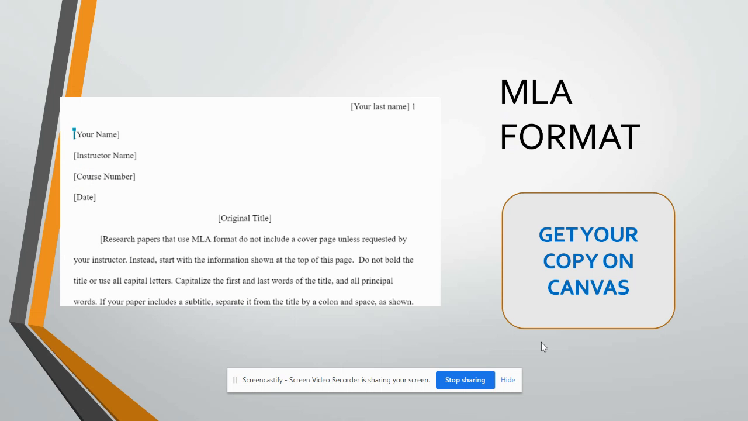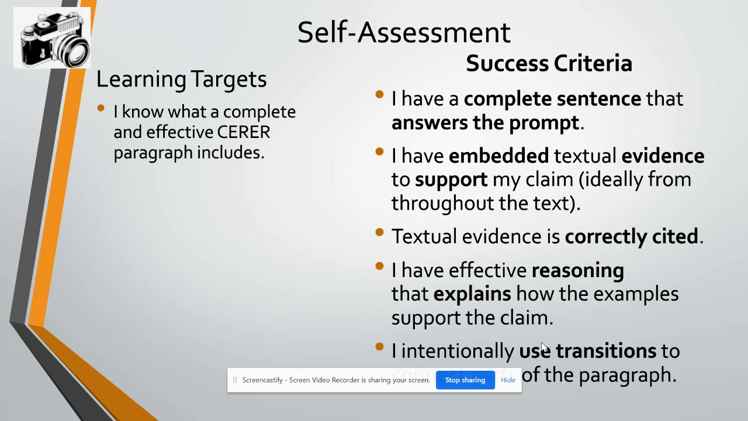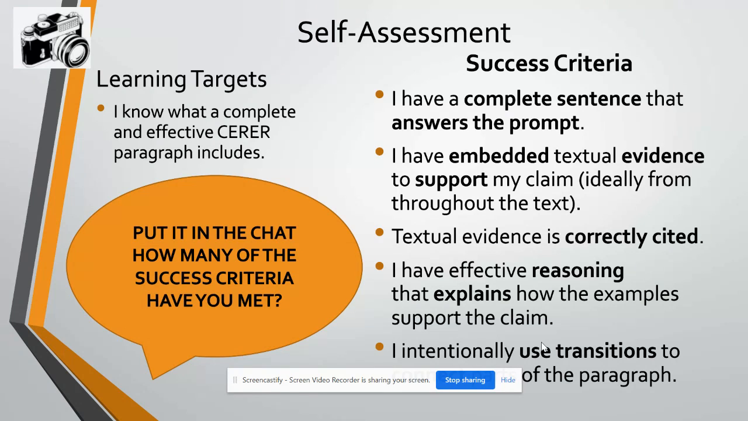If there's time, we'll look at MLA formatting, otherwise that will be moved until Tuesday. And finally, before you go, you will have a chance to do a self-assessment based on the success criteria and think about how many success criteria you have met and your next steps for homework.